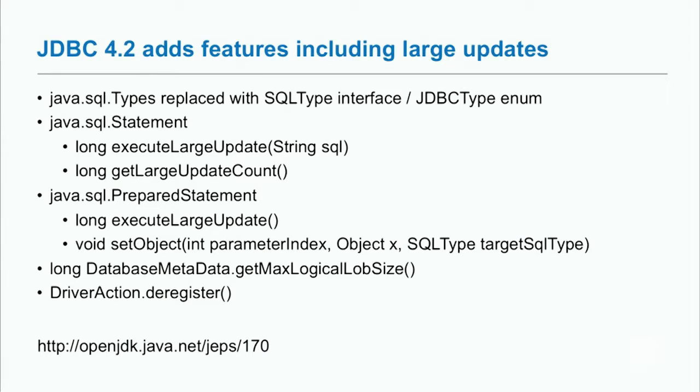For database users who may be updating millions and millions of rows, there is the concept of executing large updates and having that value not get truncated when it comes back to you. For folks that were interested in using JDBC with setting the different types for retrieving data, previously those were integers, now there are enums: the SQL types and JDBC type enums.